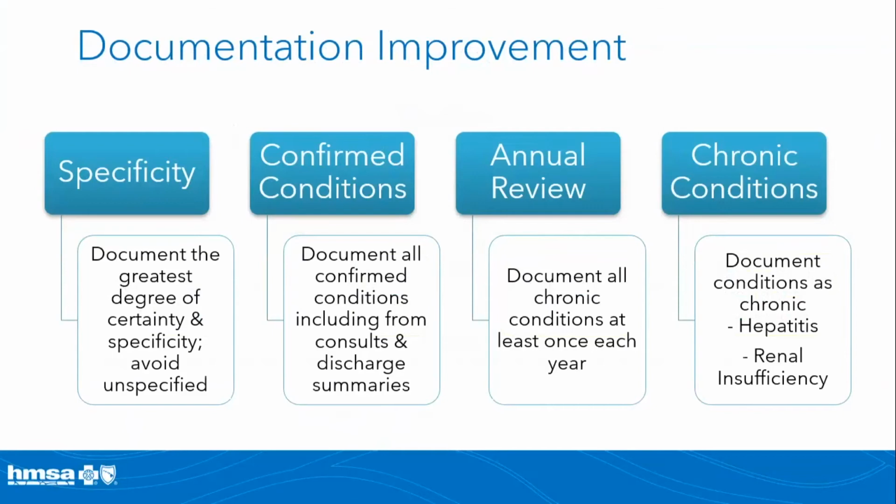Abnormal findings are not coded from lab or radiology results unless clinical significance is documented in the record by the provider. Also ensure each patient has an assessment of all chronic conditions at least once every year so you can accurately reflect the work effort expended on that patient. Be sure you're documenting any chronic conditions as chronic. Some conditions that are commonly documented without being noted as chronic are hepatitis and renal insufficiency.